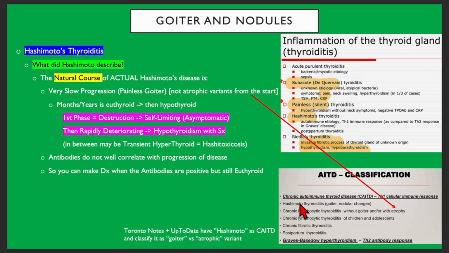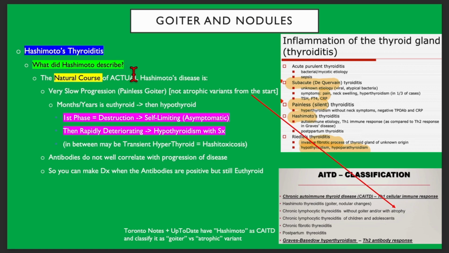One of them is Hashimoto. Don't say that it's Graves and Hashimoto, and then Hashimoto has all of this inside. It's better to say we have antibody and cellular. Antibody is Graves, cellular is all of this. One of them is Hashimoto, which is the goiterous version. The other one, which is atrophic from the beginning without the goiter, is another variant which is not Hashimoto, okay?